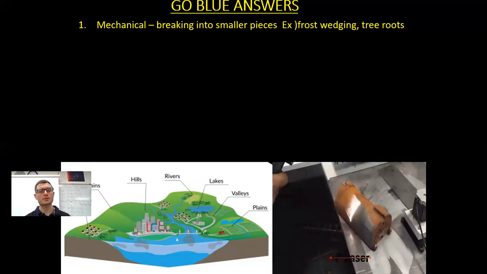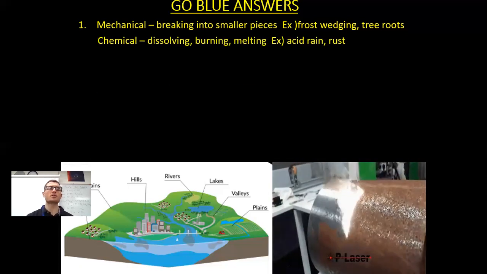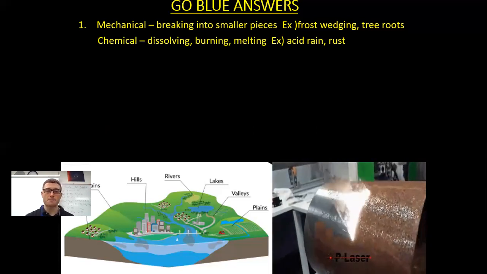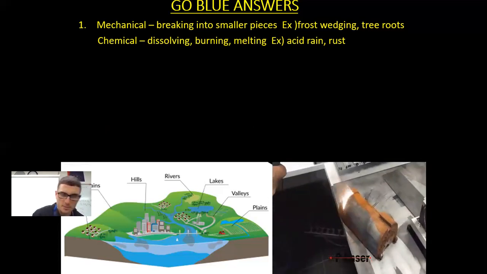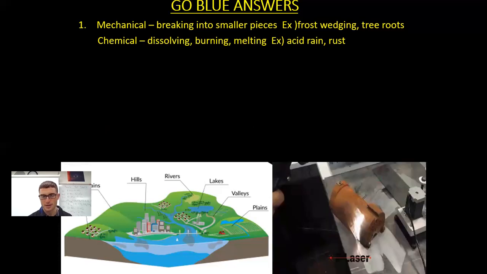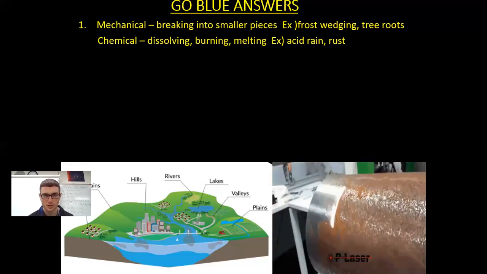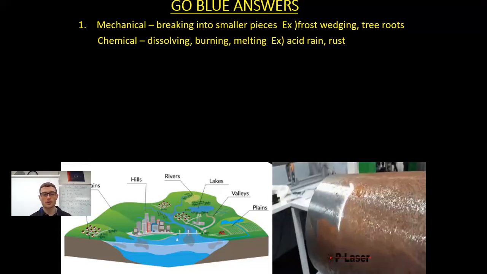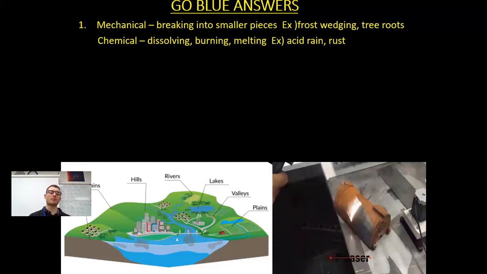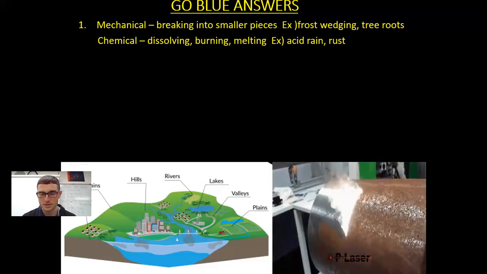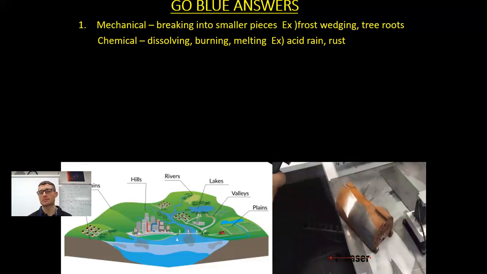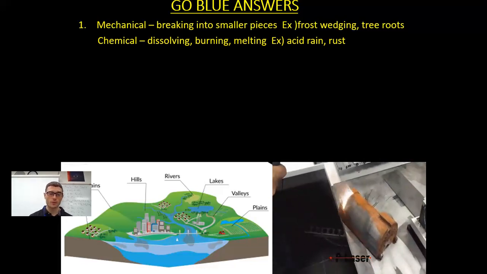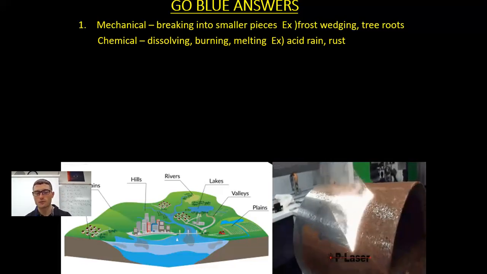Next part is chemical. How is chemical weathering different? Chemical is we're just going to be changing it chemically. We're going to be breaking it down chemically, so I have dissolving, burning, and melting. If I'm dissolving something, burning or melting it of some kind, if I'm changing the actual material without breaking it, its composition, it's going to be chemical weathering. Our examples also include acid rain and rust. Acid rain is going to break down things chemically, but also rust, where the chemical composition of metal changes to a different form. Those are your 2 good examples of chemical weathering.